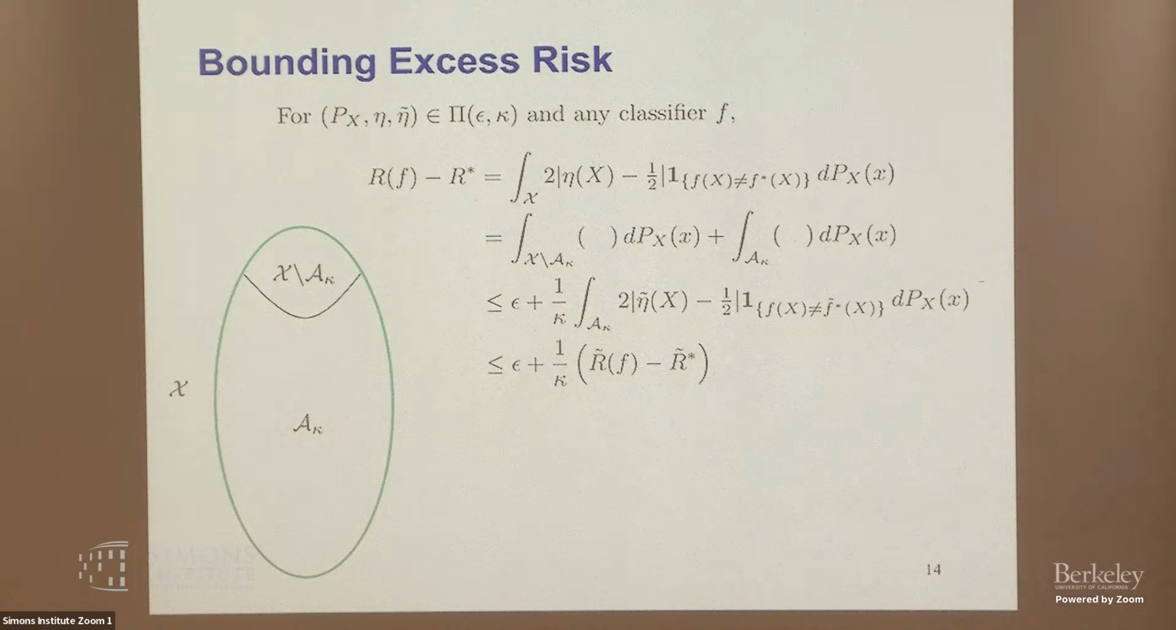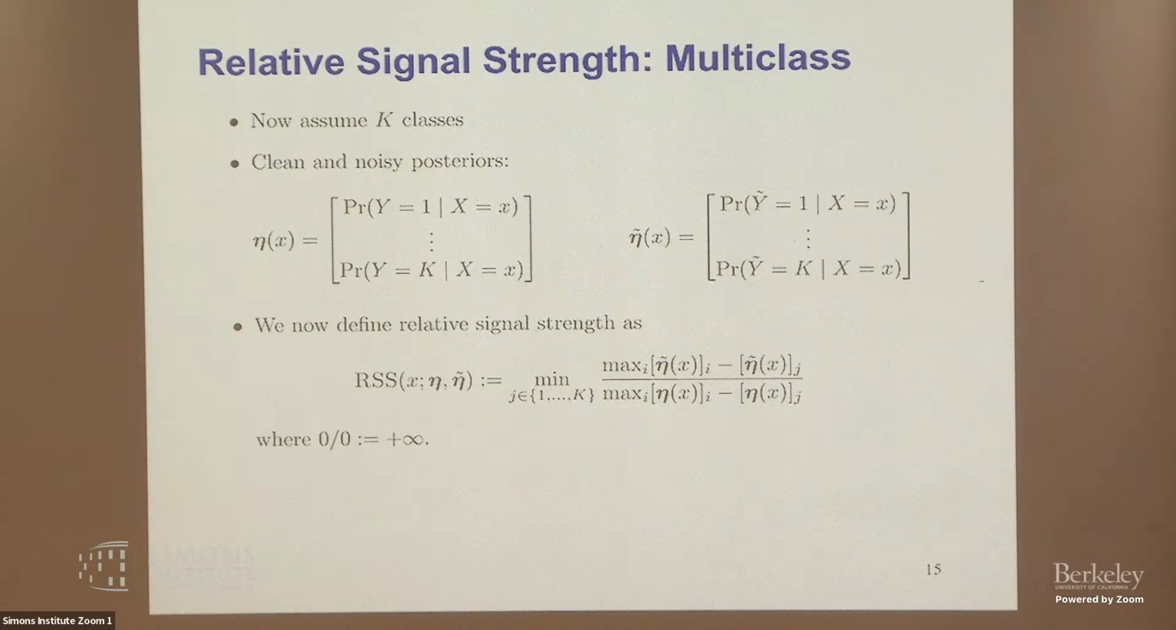Before I do that, let me say briefly that I've been focusing on the binary setting, but all of this holds in a multi-class setting as well. Let me not go through the details of this slide, but you can generalize everything to multi-class. And this is what the relative signal strength looks like in a multi-class setting. Again, it's not important that we go through the details right now. The binary case, I think, is sufficient for understanding this.